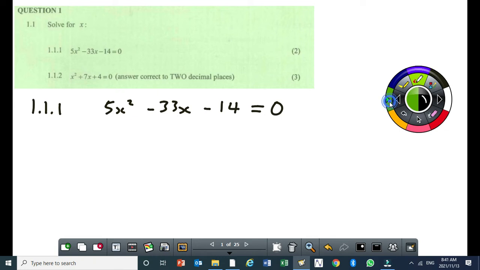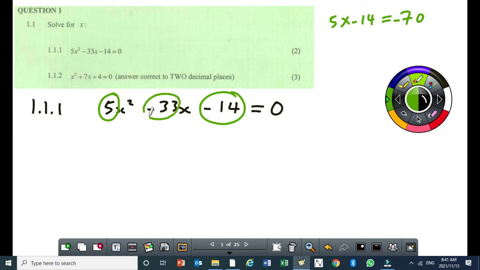In my case, the method that I use to factorize, I identify my coefficient of x squared, which is 5, and the constant term, which is minus 14. So if I multiply those two, 5 times minus 14, that will give me minus 70. Then you need to identify two factors of minus 70, such that if you add them, they will give you this coefficient, which is minus 33. Now those two factors of minus 70 are going to be negative 35 and positive 2.